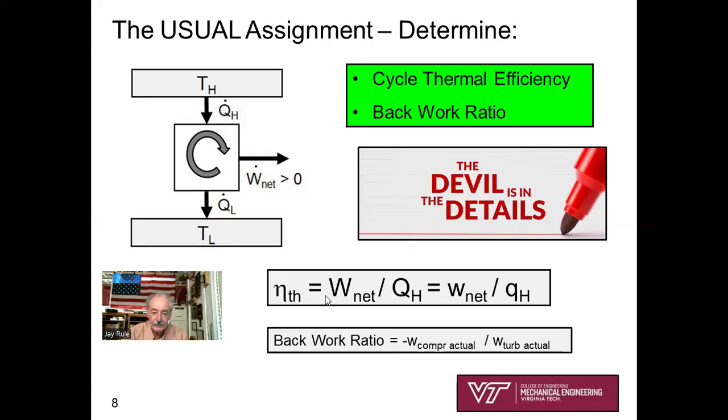The thermal efficiency is, oh, darn it, look at that. I missed my dots. I should have W dot net divided by Q dot H. So I didn't put my dots down. But if I divide by m dot, I've got little w net divided by little q H. Back work ratio we just defined as minus compressor actual work divided by little w turbine actual work. You have to excuse me for not putting my dots there. It's a blunder.